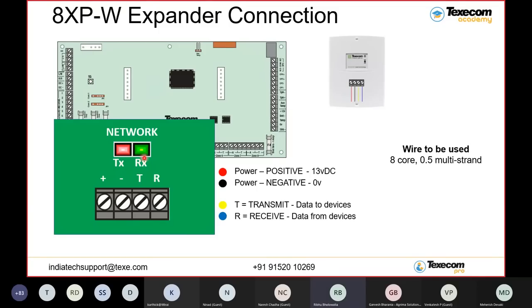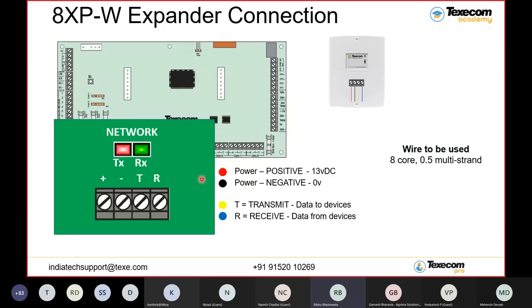So here is the connection. On the control panel we have a network port, which we have just expanded. It is made up of 4 terminals: positive, negative, T as in transmission, R as in receiver, and the same terminals are available on the expander also. So it's just a simple connection of 4-core cable.